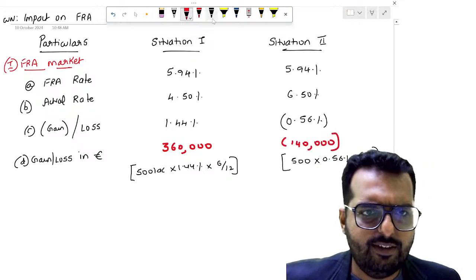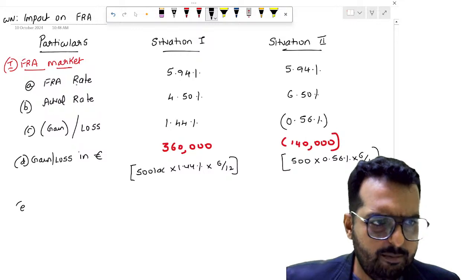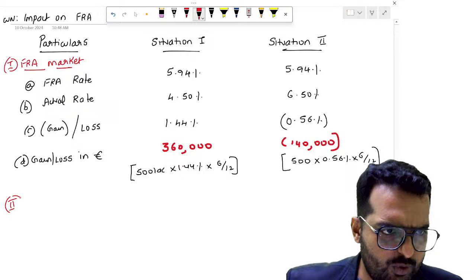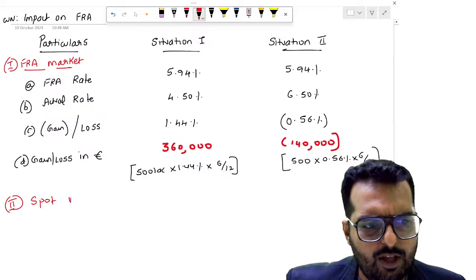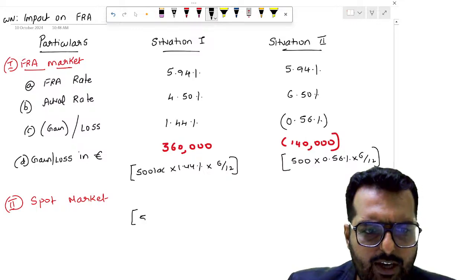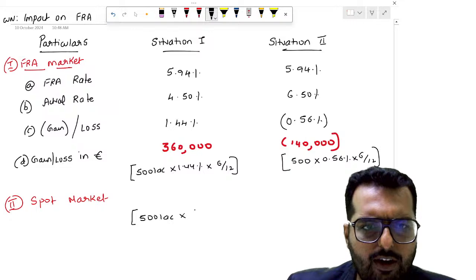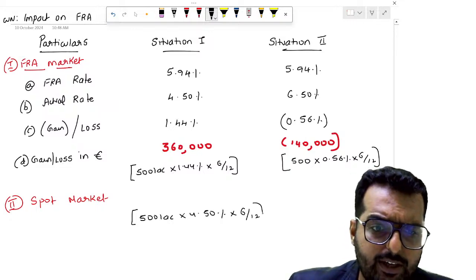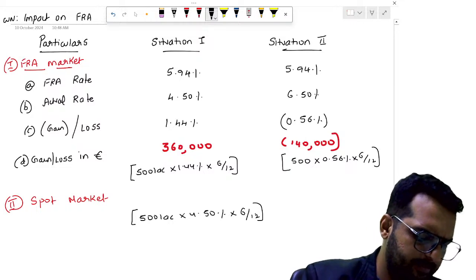Here you make a gain of 1,40,000. Okay. Once this part is over, I'll put Roman number 2 now. Roman number 2, spot market. So in the FRA market, one part over. In the spot market, I have to pay interest. Am I right? So in the spot market, what will I do? I will borrow 500 lakh at the rate of 4.5 percentage, that is the actual market rate, into 6 by 12.